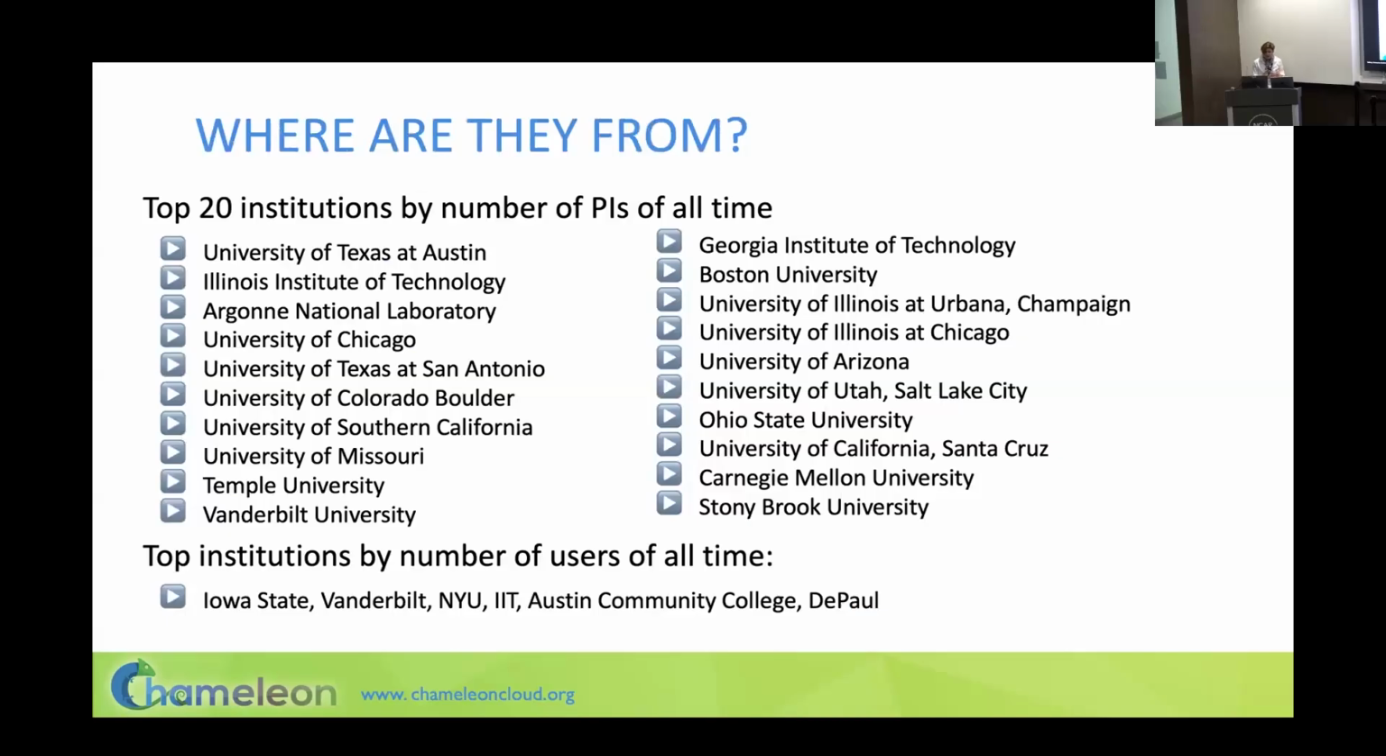The question is, where are our users from, right? And if we just look at this data by the number of users, what bubbles up to the top is the educational institutions. So institutions that use Chameleon for education hold large classes. So in order to get a better idea of how many people might be using Chameleon for research, we asked, where do our PIs come from?